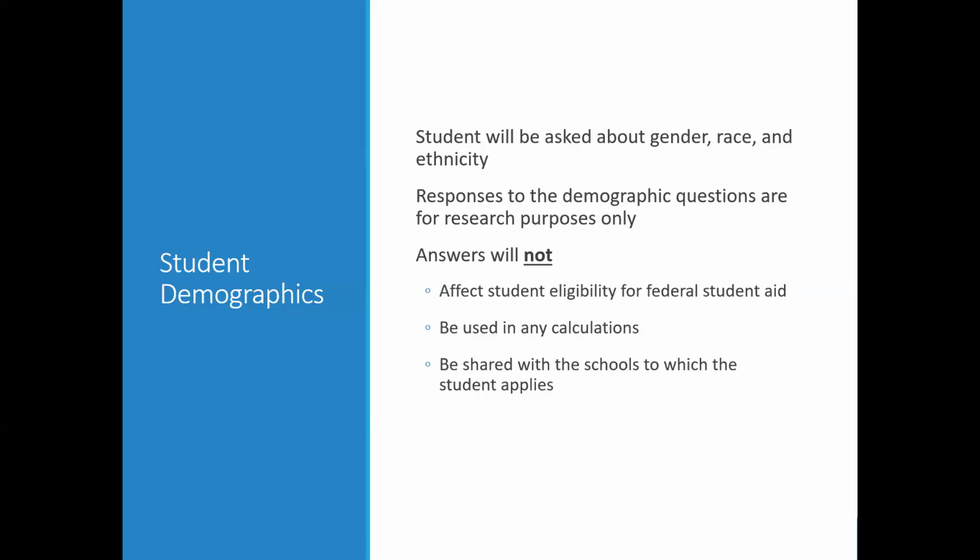After the dependency questions, students are going to be asked some demographic questions. They're going to be asked about gender, race, and ethnicity. And just know that these questions are for research purposes only. These answers are not going to affect eligibility for federal student aid, they're not going to be used in any of the calculations, and they're not going to be shared with the schools to which the student applies.